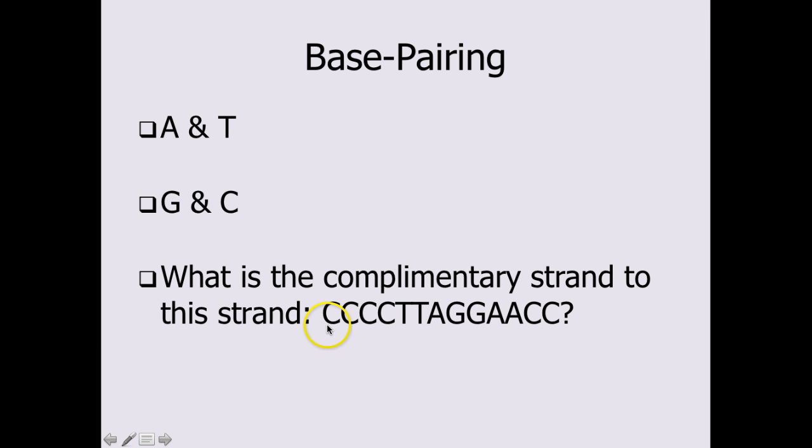So look at the strand of bases that you have here, and determine what would the complement be. What would be on the other side? If you know that A is going to always match up to T, and C and G are going to always match up, what will this other strand look like? And hopefully you realize that it should have been a G, G, G, G, A, T, C, C, T, T, G, G. And we'll go over that in class.